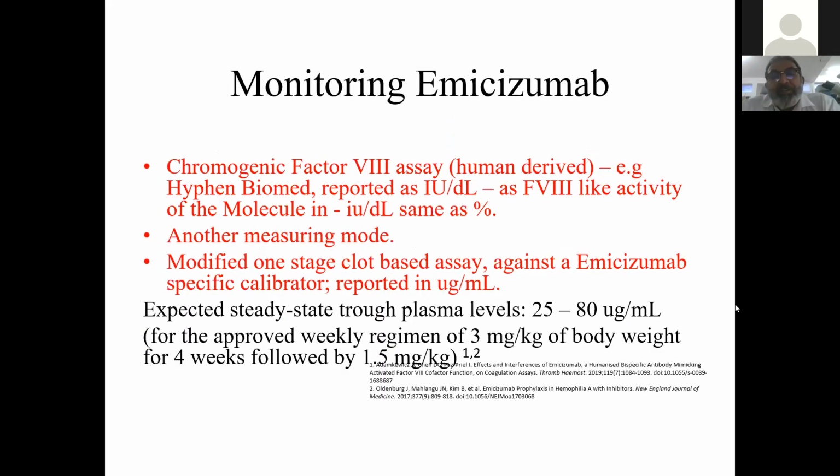How do you monitor emicizumab? Chromogenic factor VIII assay, which is human-derived, and you report the activity like a factor VIII assay as international units per deciliter, which is the same as percentage. There is another measuring mode, which is a modified one-stage clot-based assay using an emicizumab-specific calibrator, which is reported in micrograms per ml.